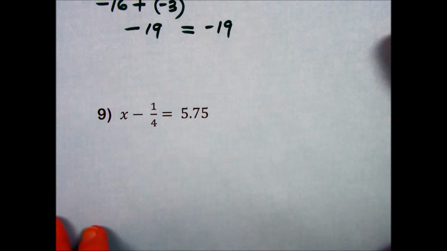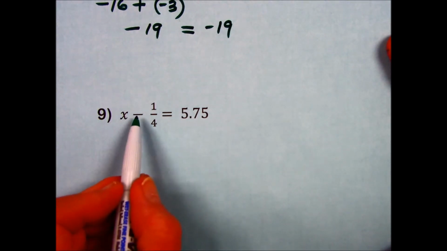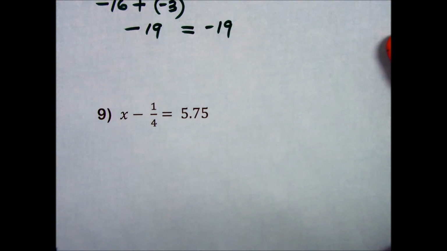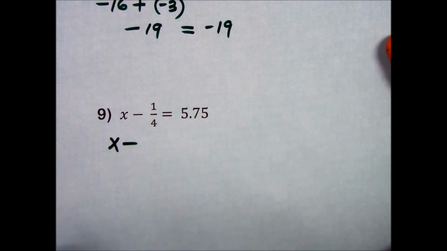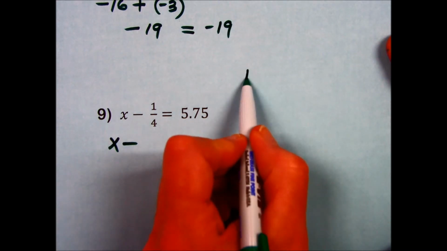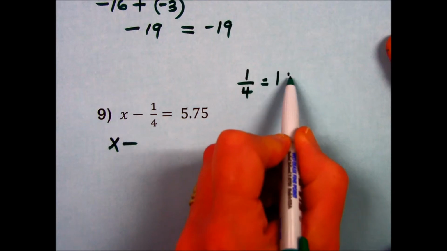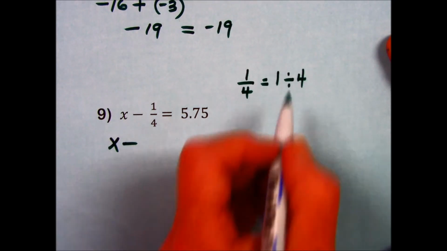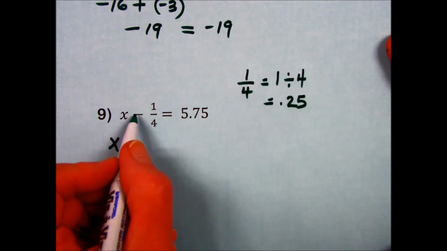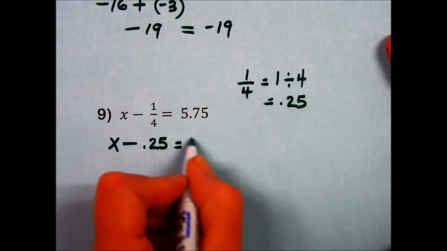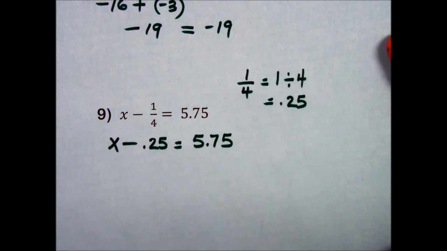Problem number 9 also has the variable with a minus quantity from that. To undo a subtraction, we add, but we're dealing with a fraction. Because this problem is fractions and decimals, just to make life easier, I'm going to replace the 1/4 with its equivalent value, which is found by doing the indicated division when you take 1 divided by 4, and perhaps you know this decimal equivalency. I'm substituting subtract 1/4 with subtract 0.25. Now we're set up to solve.